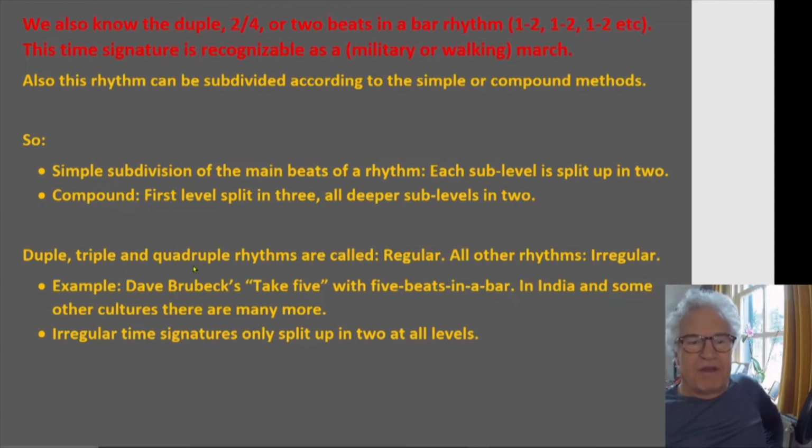Duple, triple, and quadruple rhythms are called regular. All other rhythms, time signatures, I should say, are called irregular. An example is Dave Brubeck's Take Five, with 5 beats in a bar. Check it. In India and some other cultures, there are many more irregular time signatures. Irregular time signatures only split up in 2 at all levels.